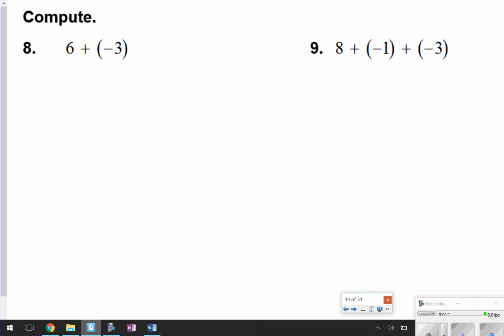Number 8, computing just means using that integer song to help us remember the rules. These are different signs, so I'm going to subtract them, and then I keep the sign of the larger value, which is a 6. So 3 is my answer for number 8.